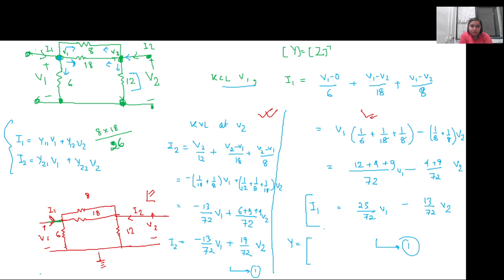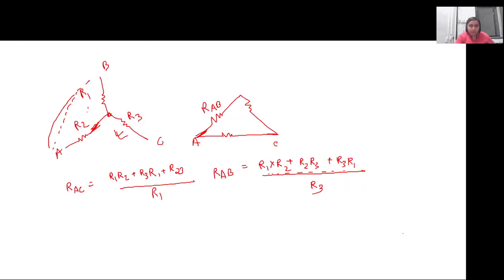25 by 72, minus 13 by 72, again minus 13 by 72, and 19 by 72. Now you can just put in the values. So it will be 25 by 72, minus 13 by 72, minus 13 by 72, and 19 by 72, right? So if I just put it back, now I can calculate the fractions.